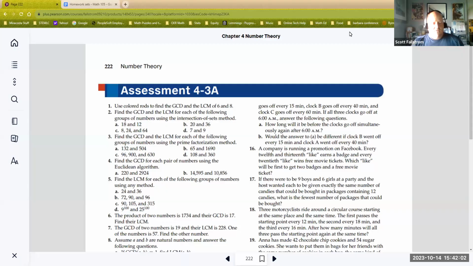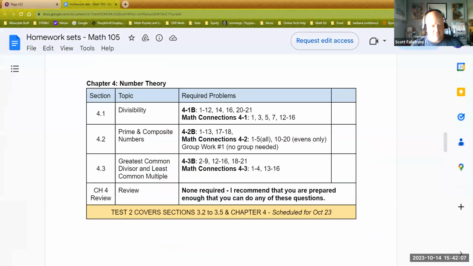Most students are looking at the homework assessment for 4.3. For the homework, I've got questions 2 through 9, 12 through 16, and 18 through 21. So a little grouping of questions there.